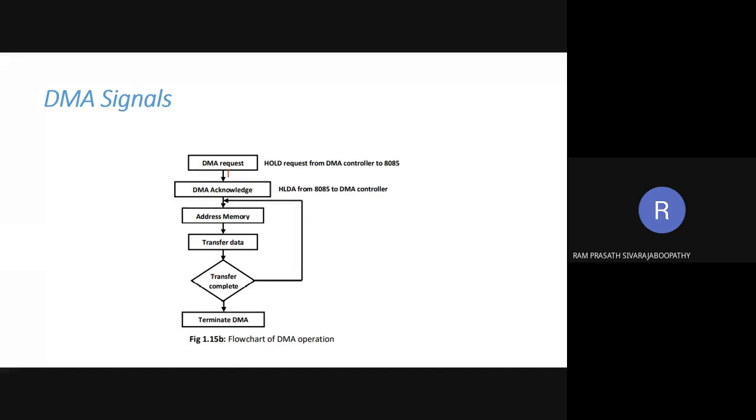During DMA operation, the bus control is with whom? DMA is master, CPU is slave. Very good. Only after the DMA operation is completed is the bus control given back to the processor again. Till then, the DMA holds the system bus.